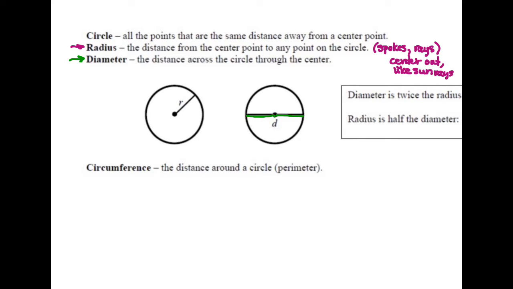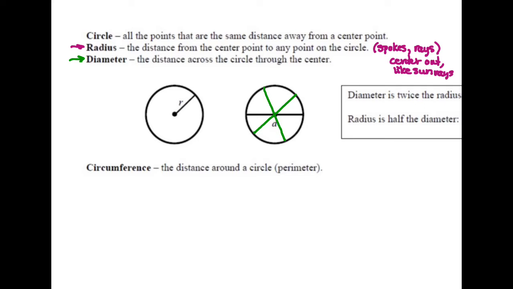Can there be more than one diameter? Absolutely. You could go all the way across this way. That's a diameter. You could go all the way through this way. That's a diameter. And you can see it looks like spokes of a tire again. However, these are one straight piece. The spokes are individual pieces.